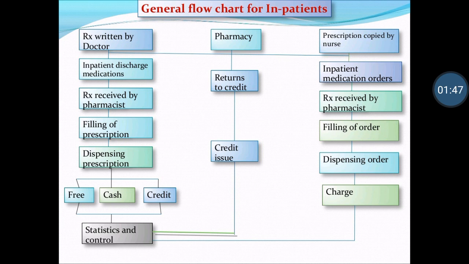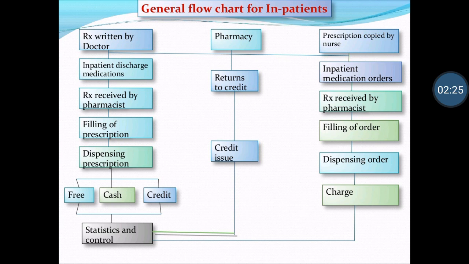And statistic control is given. Then pharmacy returns credits and credit is issued. Then the prescription is copied by the nurse or pharmacy. Then inpatient medication orders, with the prescription issued by the pharmacist, filing of the order, dispensing the order and charge. So this is the flow chart of the inpatient. We start from the doctor, then the pharmacy, and the medicine is given to the nurse, and the nurse administers it to the patient, and the charges are billed by the pharmacy for the medicine.